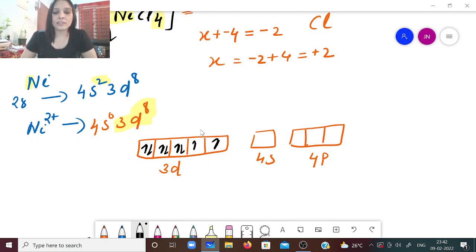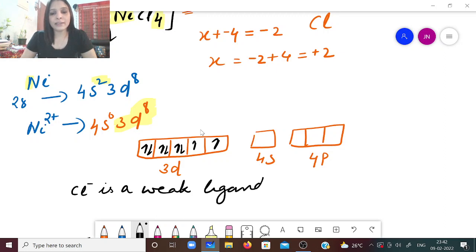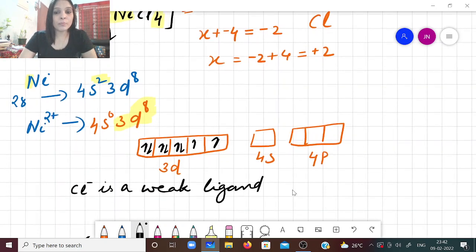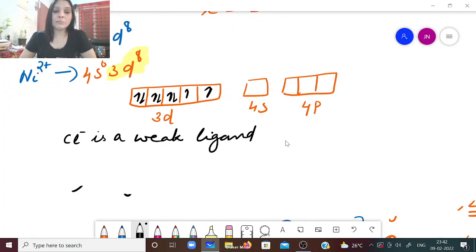Now next we should understand that the ligand here is chloride. Chloride is a weak ligand. I will give the chart of weak and strong ligands at the end of this video. Chloride is a weak ligand. So what is the problem? A weak ligand cannot pair up the electrons. So these two electrons will not be paired up. They will stay as they are. Now in the presence of a weak ligand, what will happen?